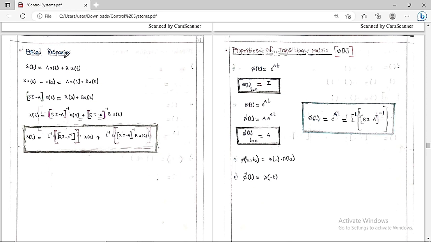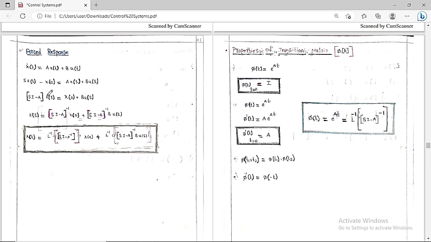Forced response means input is not equal to 0. So therefore we can say x dot of t is equal to A x of t plus B u of t. I am going to apply the Laplace transform on both sides. Then we get s X of s minus x of 0 is equal to A X of s plus B U of s. If you take X of s to one side and x naught to the other, we get (sI minus A) X of s is equal to x naught plus B U of s.